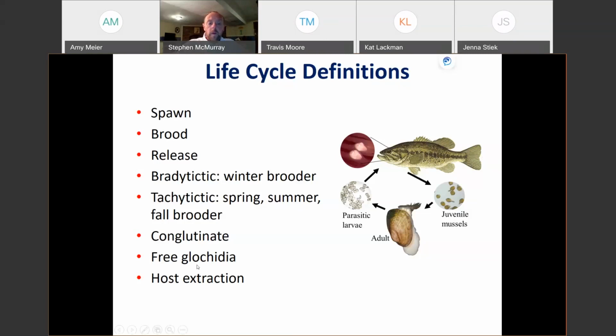And then we also have host extraction, where we have in this situation that you can see here on the right, where this mussel has a lure developed that it does actively flap in the water so that it will attract the fish to bite its gill and get a big mouthful of Glochidia. And then we also have some mussels that actually capture the fish.